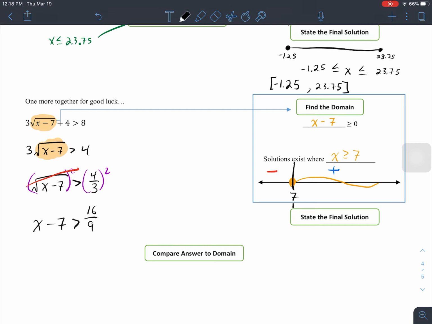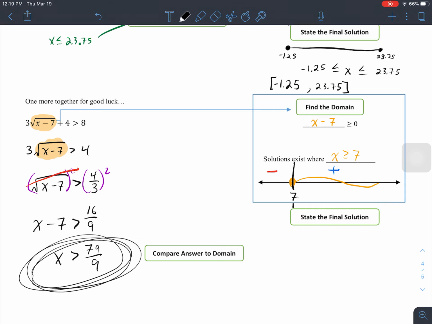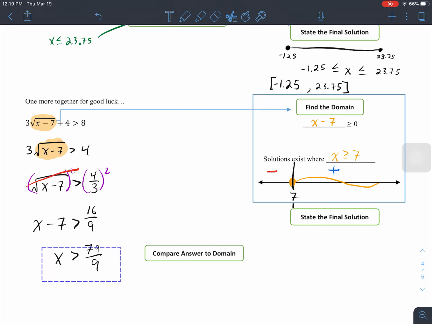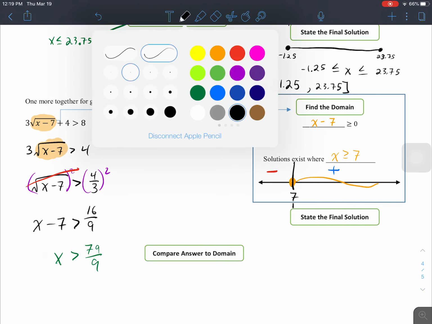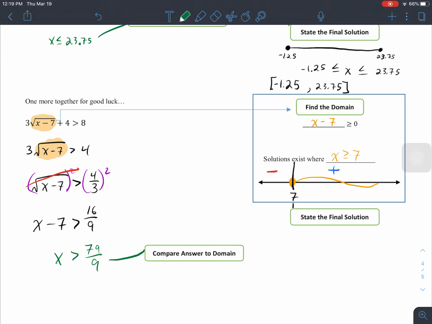And now when I'm doing this one, I'm going to want to add 7 to both sides. So I get x is greater than 79/9. That is not a nice decimal, so we're going to leave that one alone as a fraction. Now, don't be tempted to do this and circle it and go, sweet, I'm done. Just like before, that's only part of the answer. We have to make sure we compare that answer to the domain we found here.